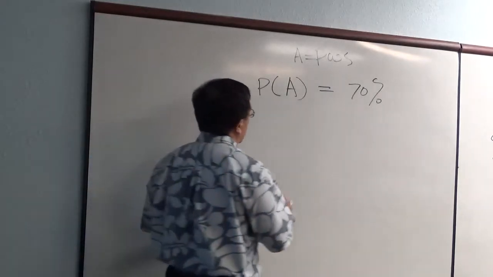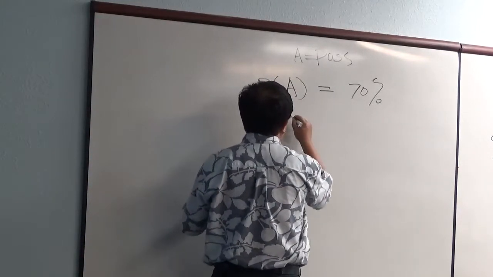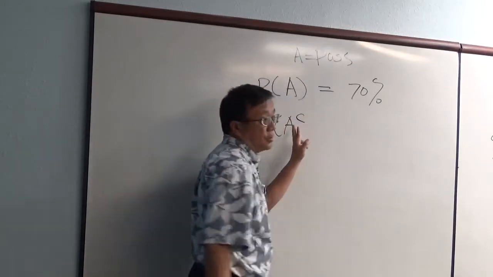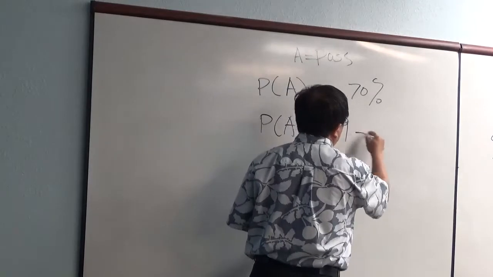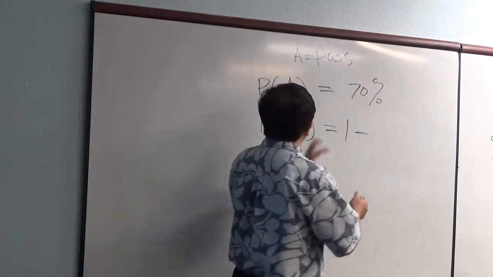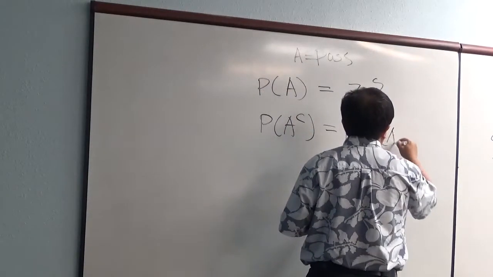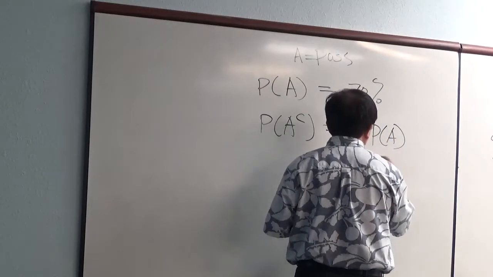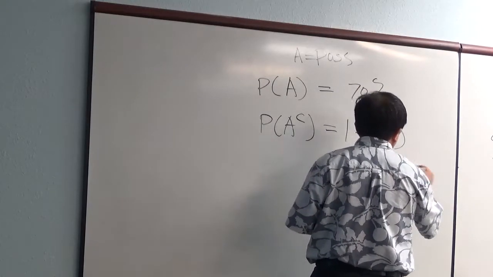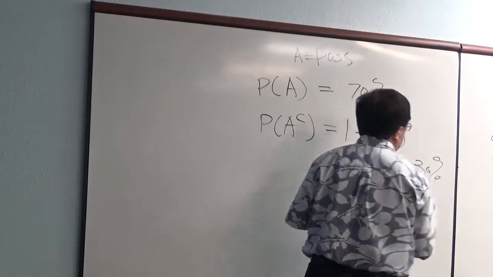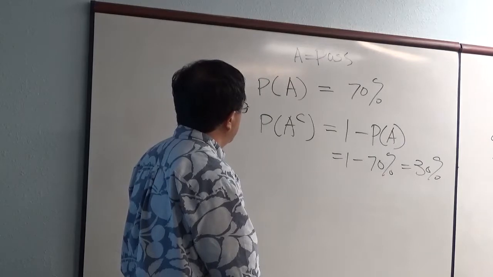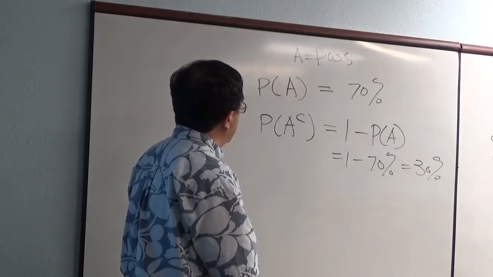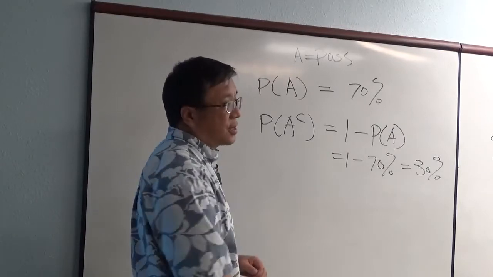So the probability of the complement, that's the notation, is equal to 1 minus the probability of A, which is 1 minus 70%. So you know that's 30%. Is this clear?